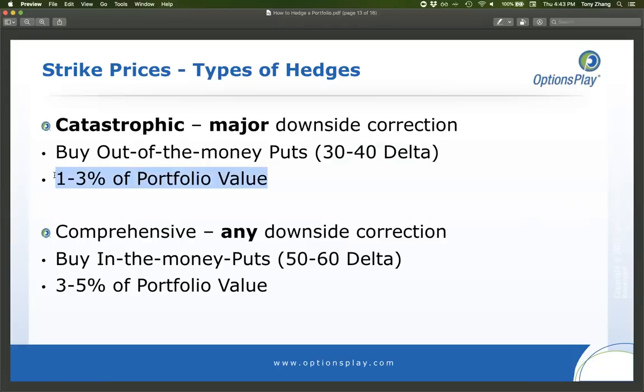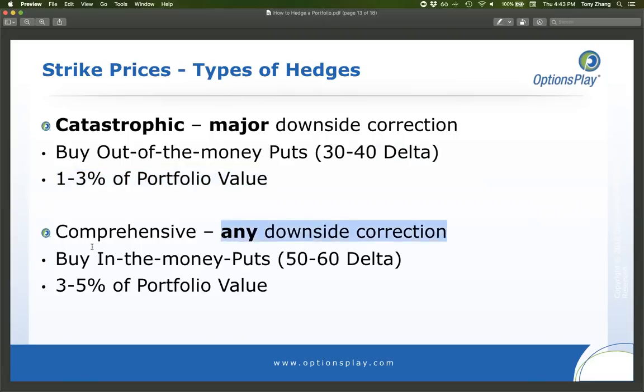the underlying portfolio's value. So if you have a $1 million portfolio, buying a 3-month put option will usually cost you anywhere between $10,000 and $30,000, depending on when you're buying this protection. And then on the other hand, if you want more comprehensive coverage, meaning you want to protect yourself against any downside, any correction, whether it's 5%, 7%, even smaller than that, maybe even just 3 to 4%, you can certainly do so.